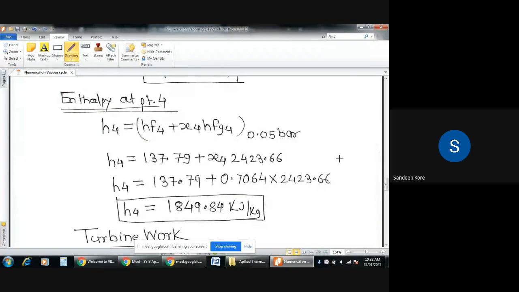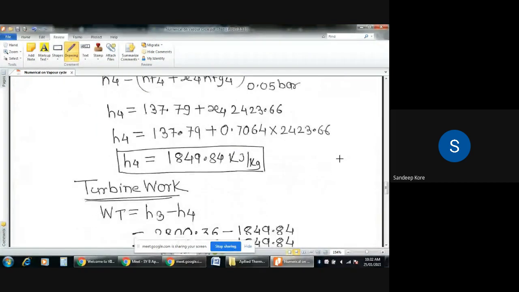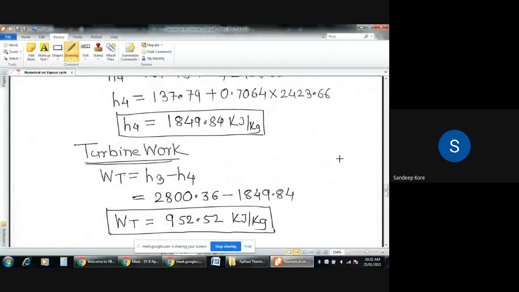Then what is turbine work? Turbine work is H3 minus H4, the enthalpy drop across the turbine, that is between state point 3 and state point 4. So turbine work is equal to H3 minus H4.